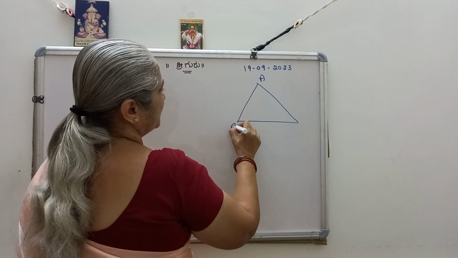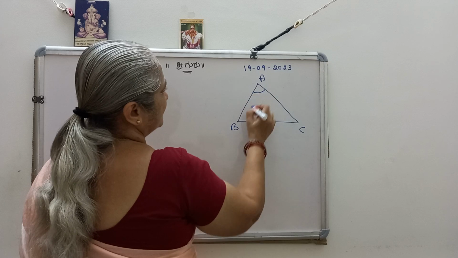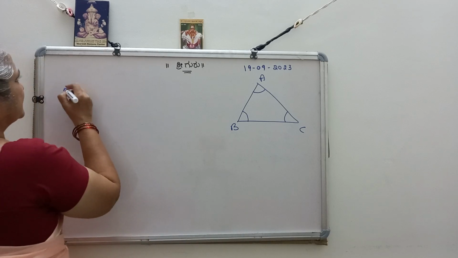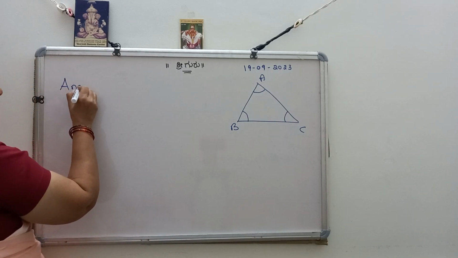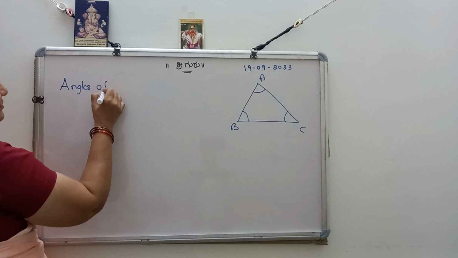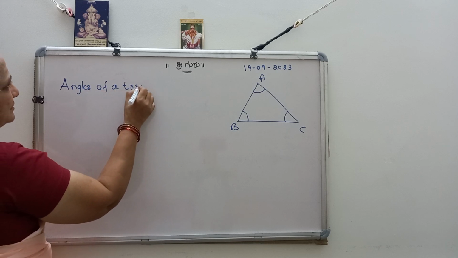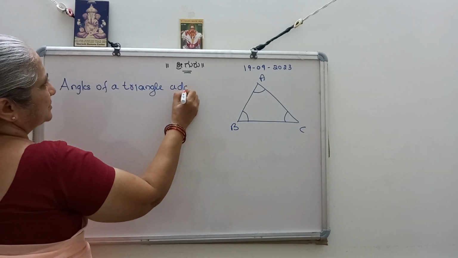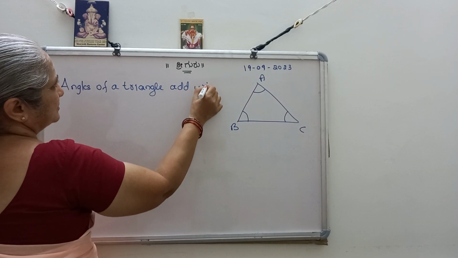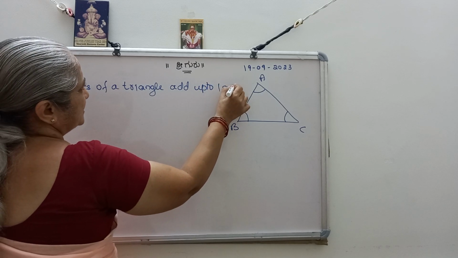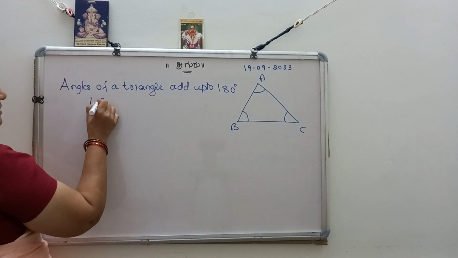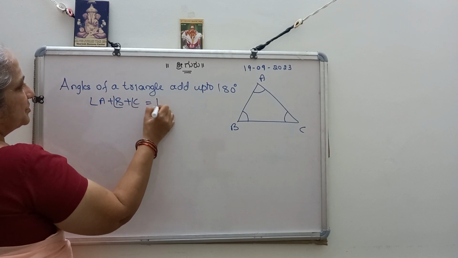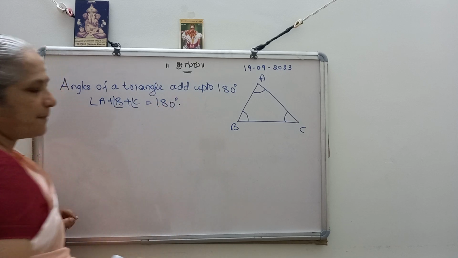In a triangle ABC, angle A plus angle B plus angle C is equal to 180 degrees. Angles of a triangle add up to 180 degrees, or angle A plus angle B plus angle C is equal to 180 degrees.